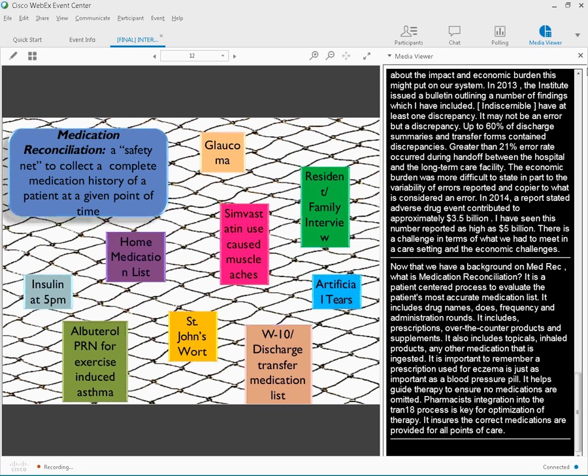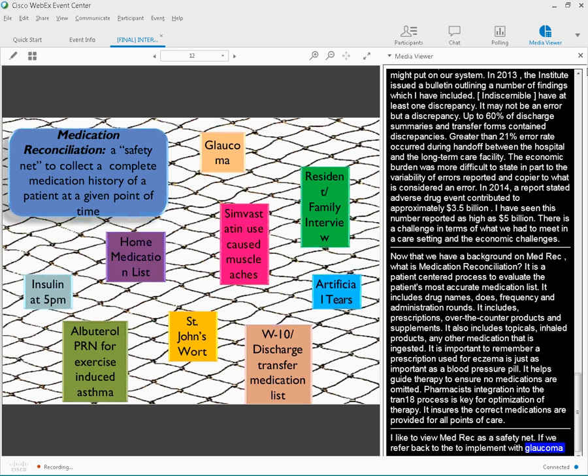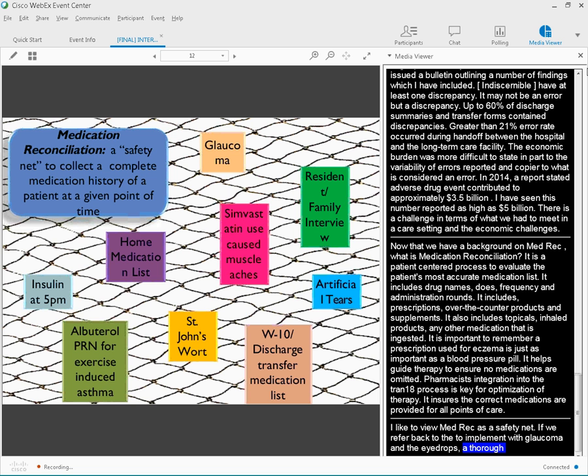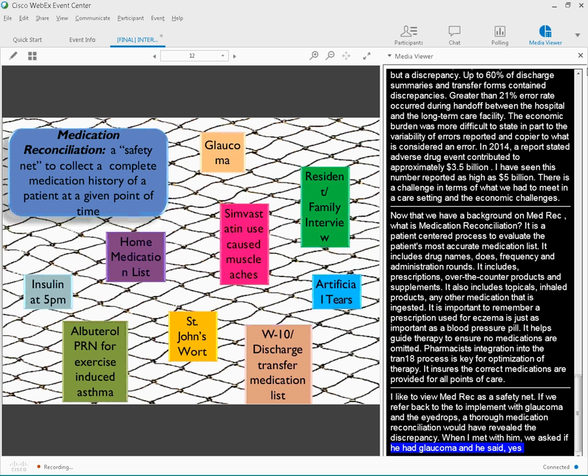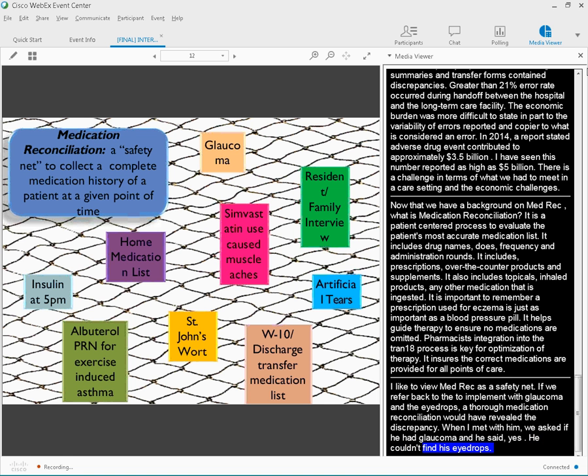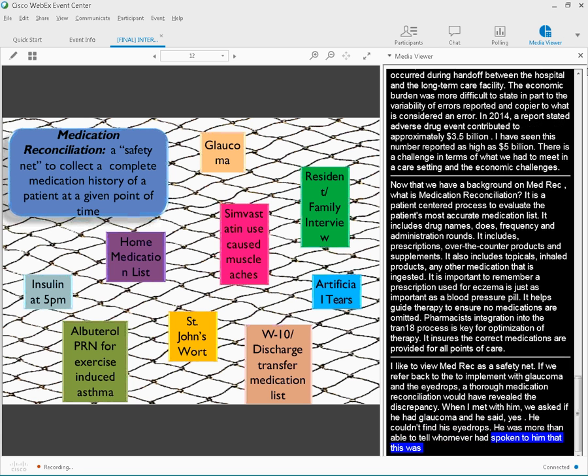So I like to view MedRec as a safety net that helps us prevent omission of critical drug information from the patient record. If we refer back to that gentleman with the glaucoma and the eye drop, a thorough medication reconciliation should have caught the fact that the patient was using an eye drop. The patient was aware that his eye drops were missing and that he wasn't receiving the product. When I went in to meet with him with my students, we asked him, do you have glaucoma? And he looked at us and said, yeah, I have glaucoma. I've had glaucoma for years. And I can't find my eye drop, so I don't know what's going on. And so he was more than able to tell whomever had talked to him that this is going on. So definitely, important to make sure that we ask these questions.